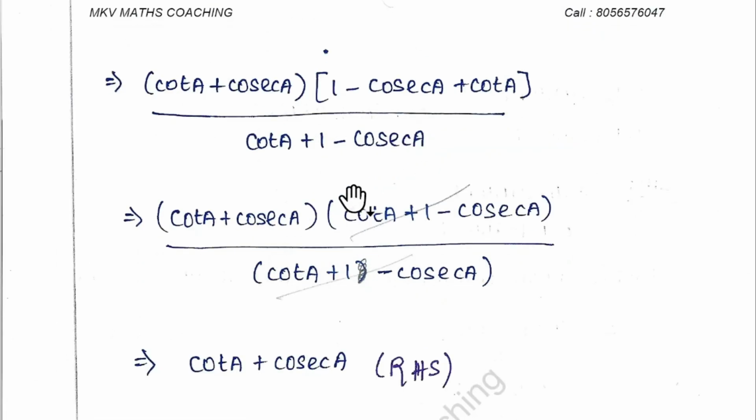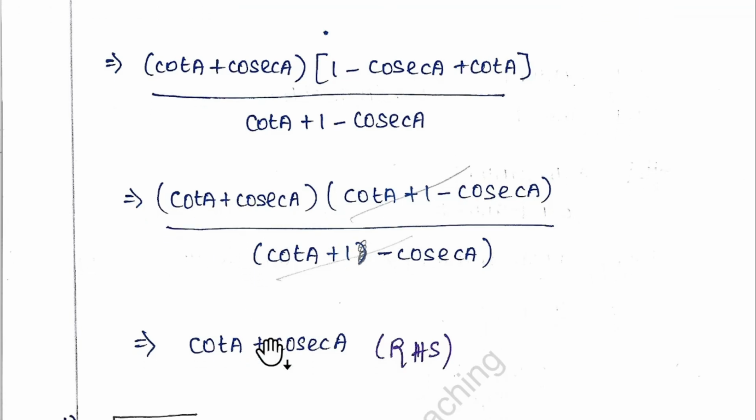So after this, can you check, it looks like the denominator, no? The denominator is cot plus 1 minus cosecant A. Here also cot plus 1 minus cosecant A. I am rewriting as it is and cancelling this denominator with the numerator. So remaining is cot plus cosecant A.